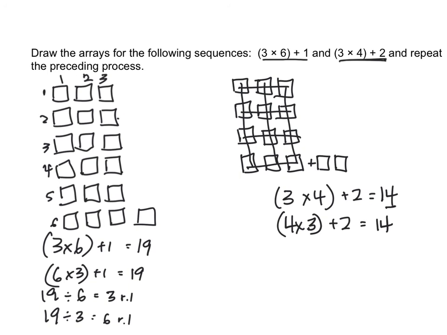We're going to start with 14, and we're going to divide it by 4. Well, 14 divided by 4 is 3, with that remainder of 2. And the second problem, 14, this time we're going to divide it by 3. And 14 divided by 3 equals 4, still with our remainder of 2.